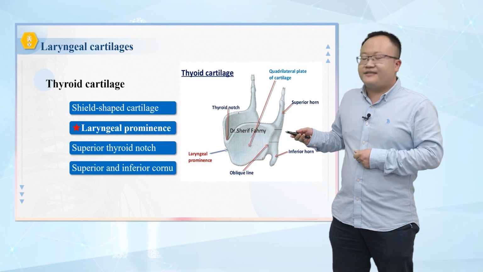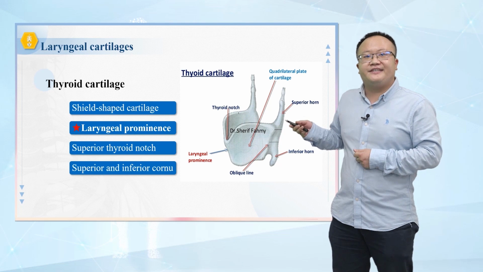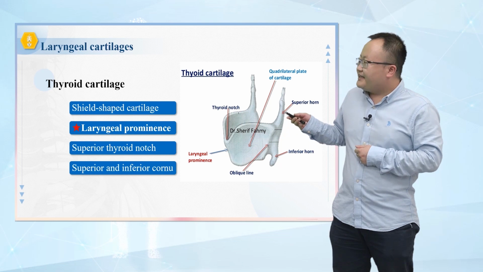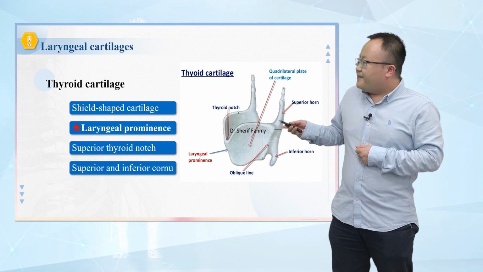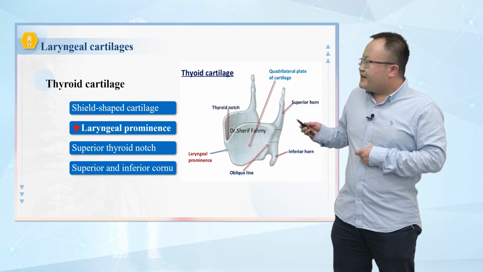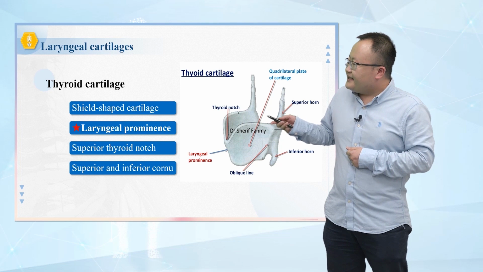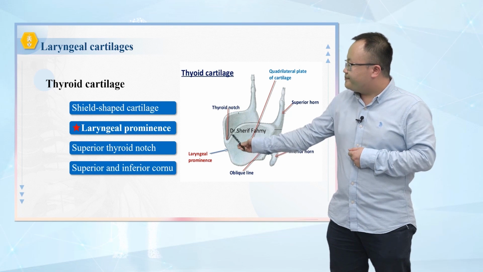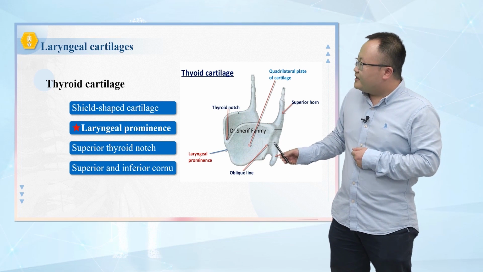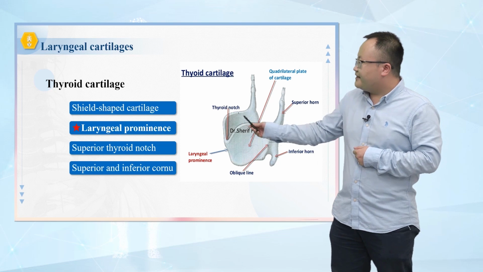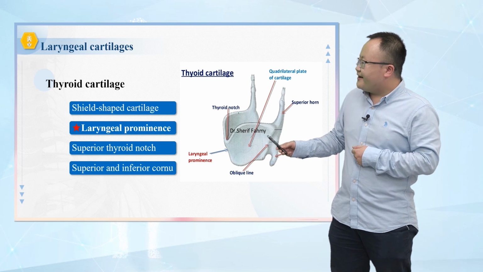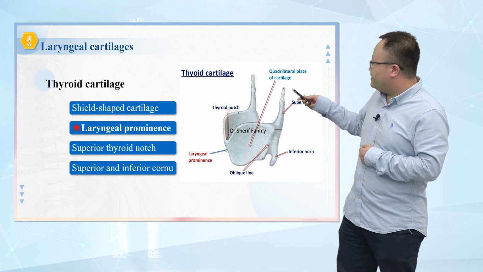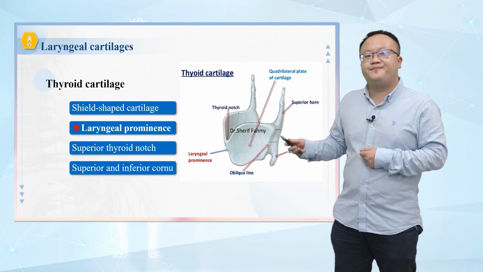Thyroid cartilage is a shield-shaped cartilage. There are 3 parts, which is laryngeal prominence is here. The superior thyroid notch is here, and the superior and inferior corner, this one and this one.